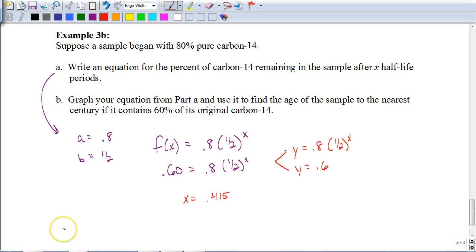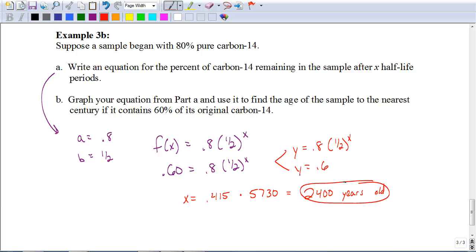So again, that tells you the number of half-life periods that have gone by, but now we have to multiply that times the number of years in one half-life, which is 5,730. And you would get approximately 2,400 years old. So it would take 2,400 years for it to get from 80% down to 60% of its original carbon-14.